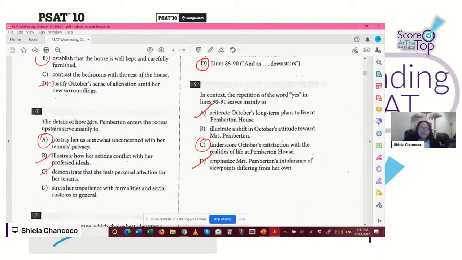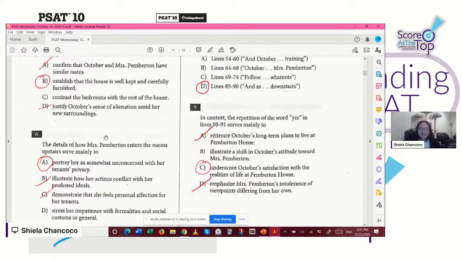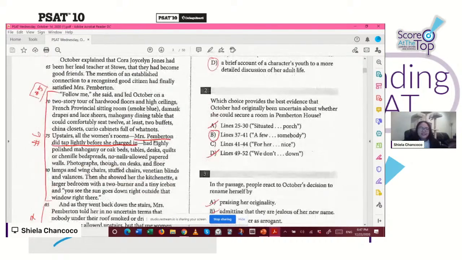The details of how Mrs. Pemberton enters the room upstairs serve mainly to. Okay. This one was a standout detail for me because, as you can see, I underlined it, because it was in dashes, right? So if you see something that's in dashes, that's more likely an emphasis, right? So I marked that down. So if you didn't mark it down, that's okay. But if you know where Mrs.